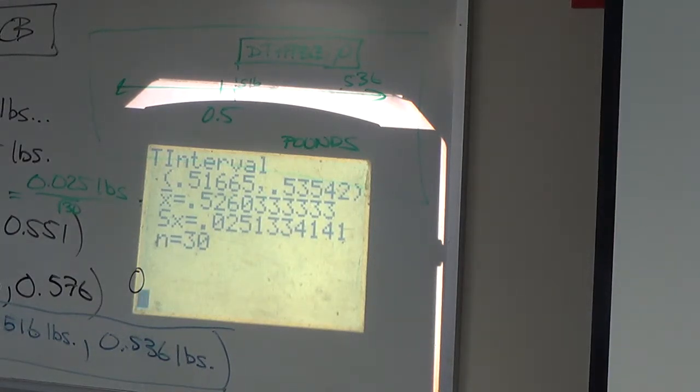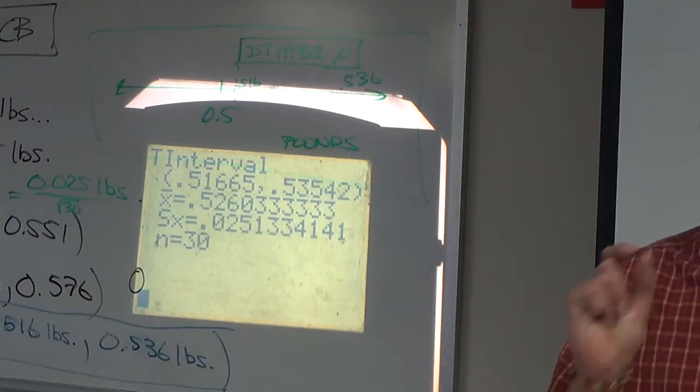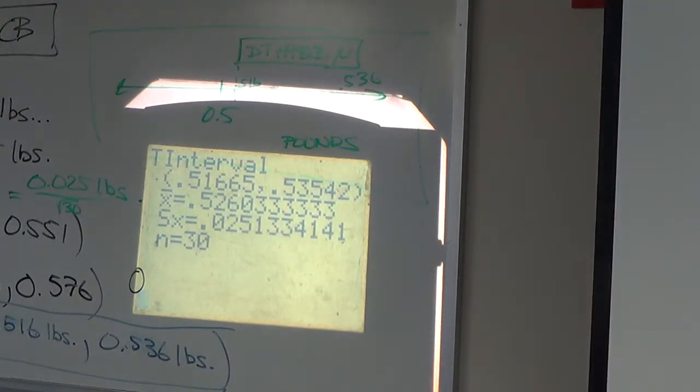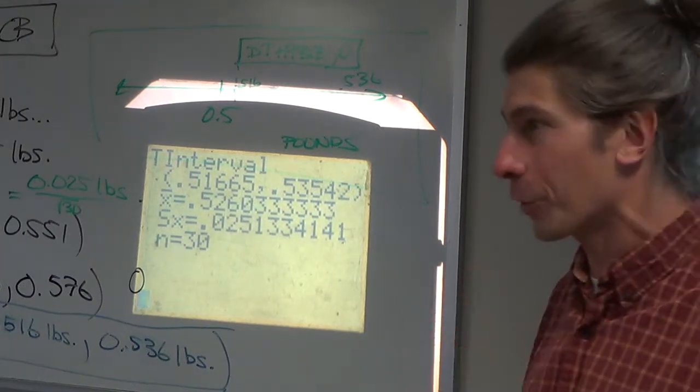Look at that interval. 0.5166 to 0.5354. It's almost identical to the one we came up with. And it should be. It's a smidge wider. It's a smidge wider because we used the multiplier of 2, and it used 2.045. So it's a smidge wider, but it's essentially the same interval.